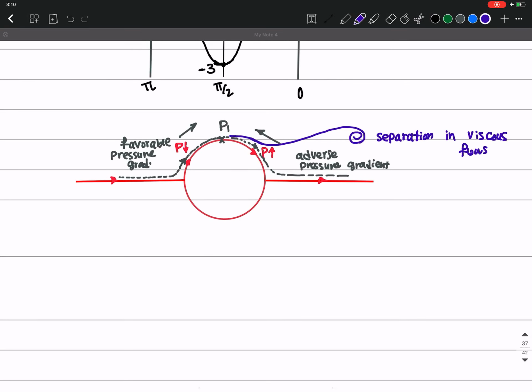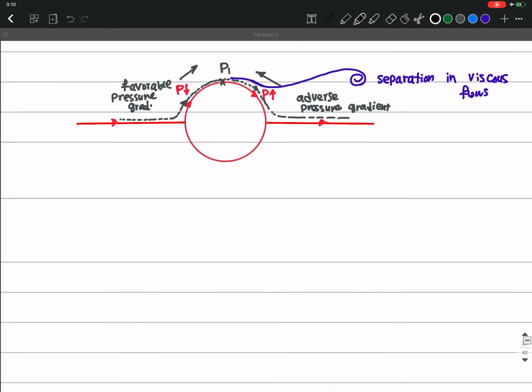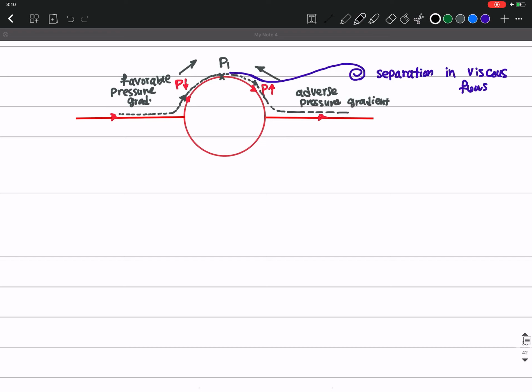Okay, so now let's investigate this mechanism more, because that's very important, especially if you want to design something like a cylinder, or even some blades or airfoils. This is a very important phenomenon, known as separation of flows, which occurs in viscous flow. So let's investigate how this separation occurs. So let me just plot this larger.